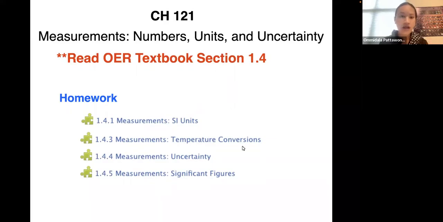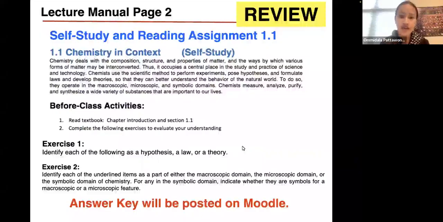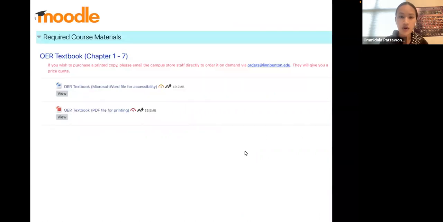Okay, so the first thing is that you have the self-study reading assignment, chapter section 1.1. So don't forget to go to the OER textbook and read this chapter and then answer exercise number 1 and 2. Okay, so the answer key for this will be posted on Moodle. You are going to see that post on Moodle.